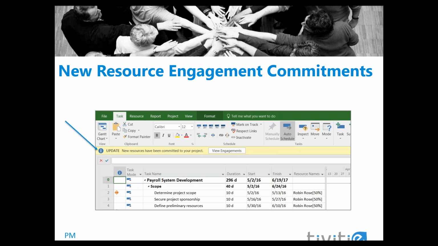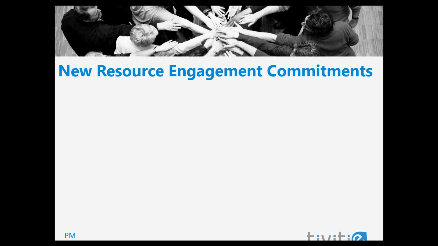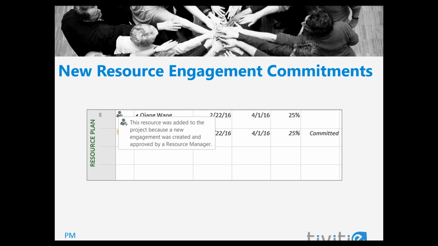This new resource is automatically added to the resource sheet. If new resources have been committed to a project that are not already in the resource sheet, a message banner is displayed above the Gantt chart when the project is open. If you click View Engagements, the resource plan view is shown. When the project manager views the resource plan and hovers his cursor over the indicator, the message tells him that this engagement was created by a resource manager.